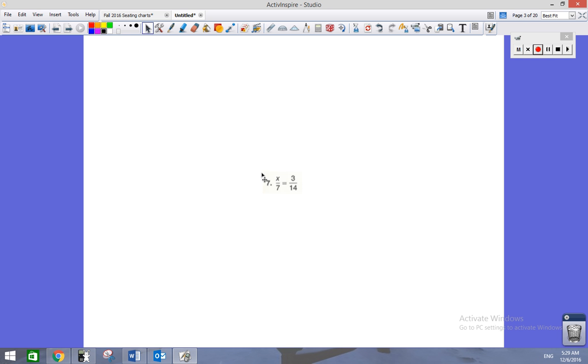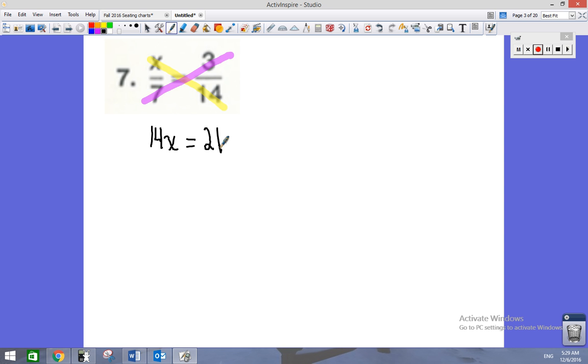So if we move on, again, if we cross multiply along that yellow highlight, multiply along this line, we've got 14 times x and 7 times 3. Undo this multiplication by division to get the x by itself. Reduce this fraction. Recognize that 21 can be written as 7 times 3. 14 can be written as 7 times 2. 7 divided by 7 is 1. And we get 3 halves.